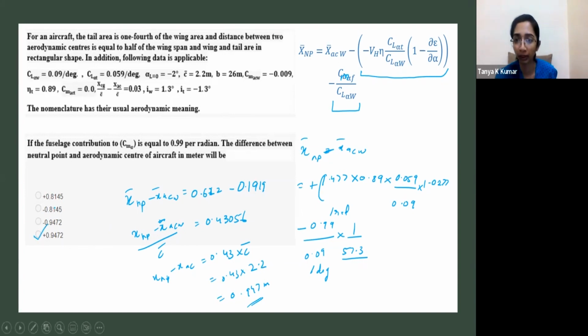Were you able to follow this question? There's a mistake in this equation here. It's CM alpha of fuselage and divided by CL alpha of the wing. So it's CM alpha of the fuselage. Is it clear now?